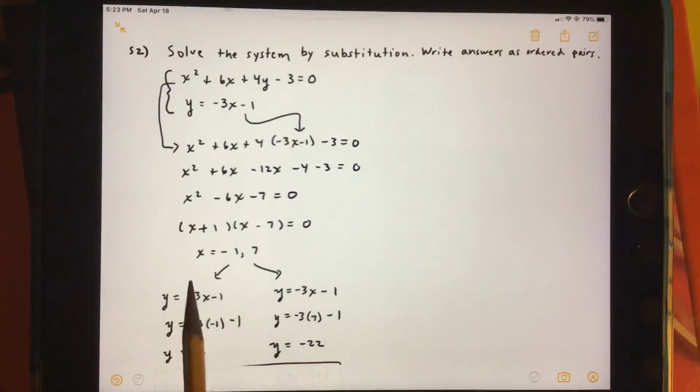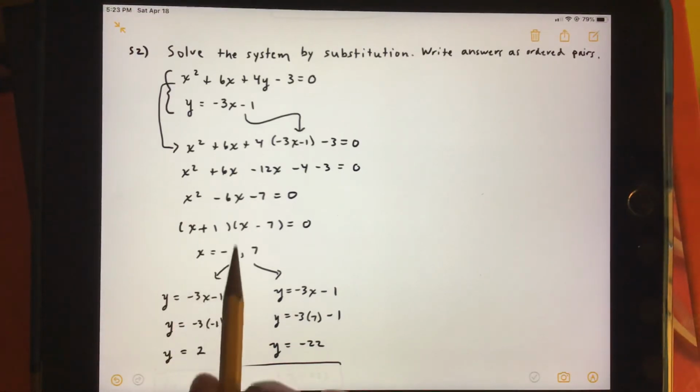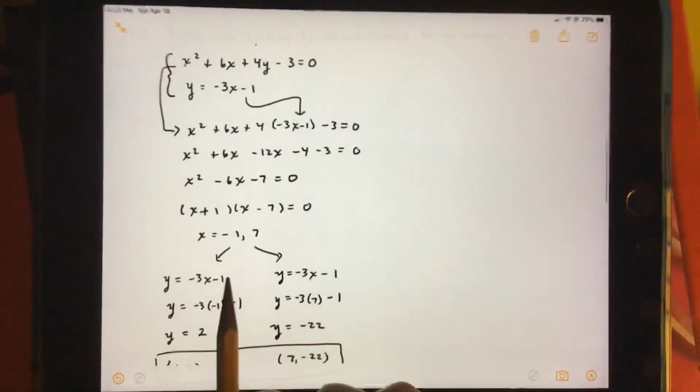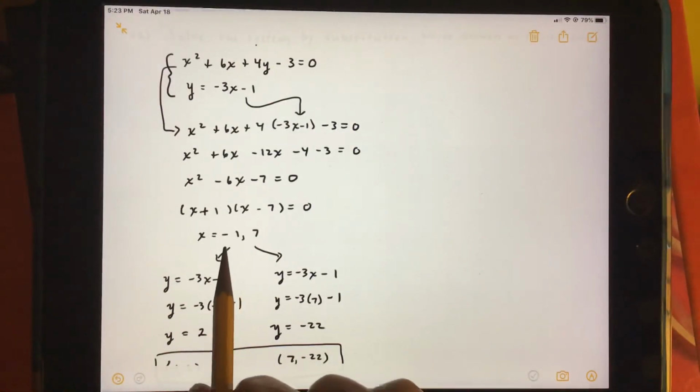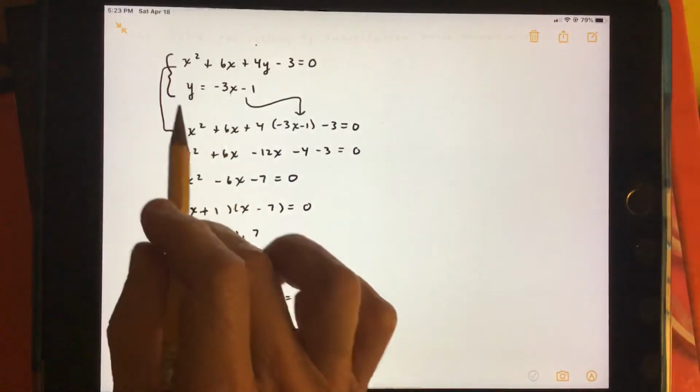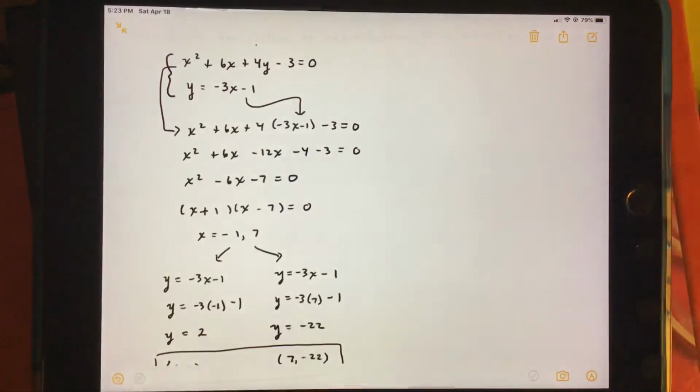And that will give me 2 values for x that work. Either x is negative 1 or x is 7 using the zero product property. Now I'm going to again try to find 2 y values or more that match to these x values of negative 1 and 7. I'm going to choose this equation as the equation I want to plug my x into. It looks easier than the first equation.